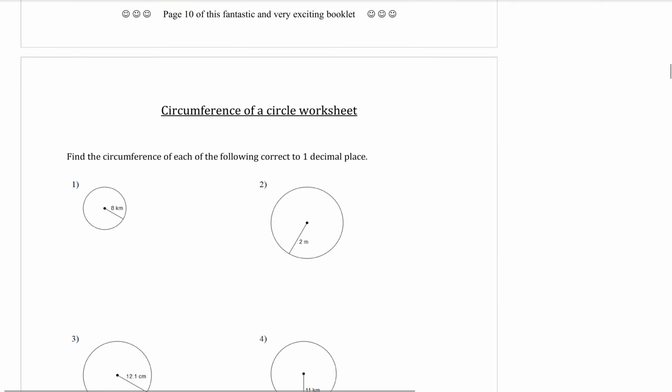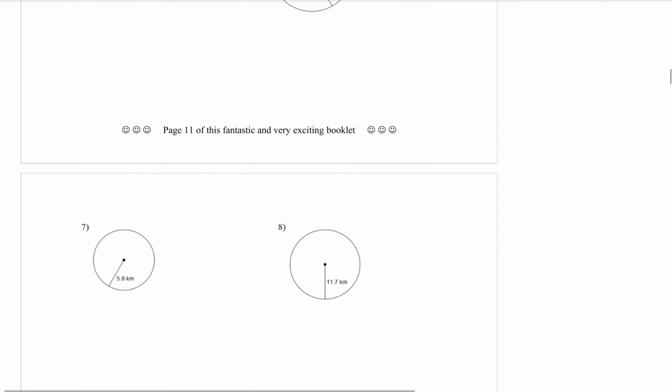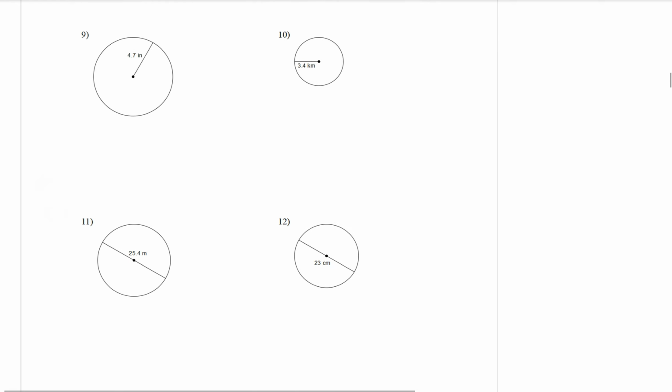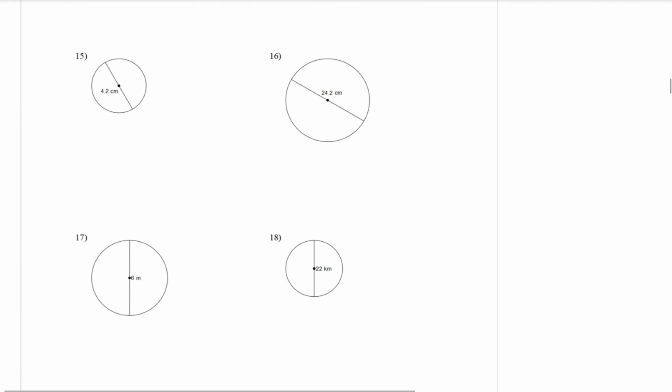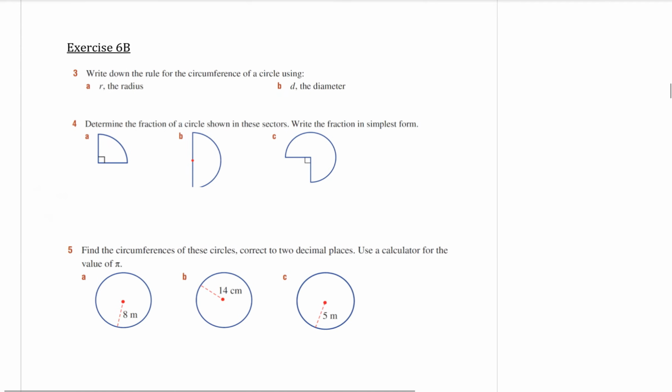So the first couple of pages of your practice is whole circles. So just make sure you get the right formula. And then we get into some trickier stuff after that. So good luck. Make sure you do the work.